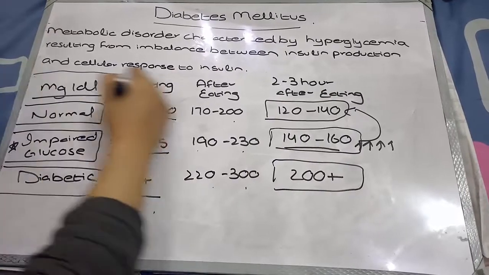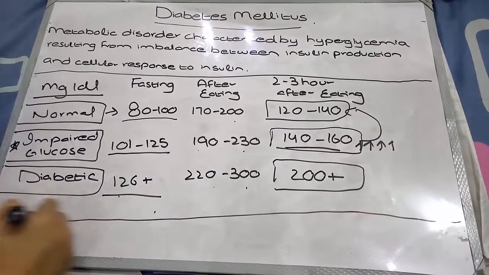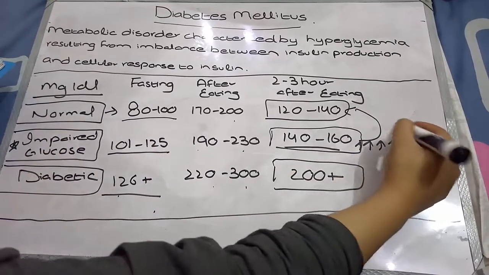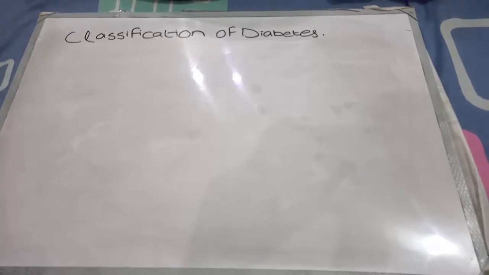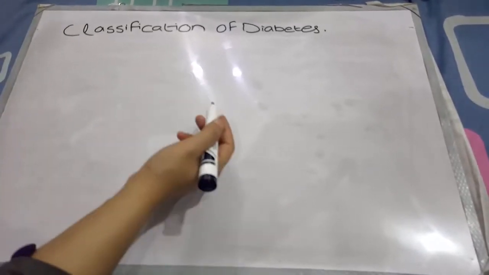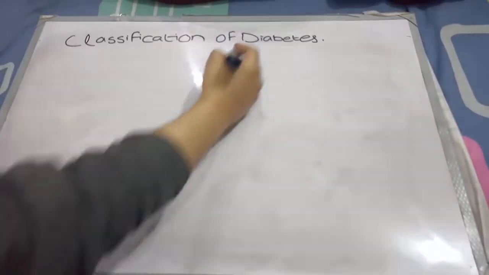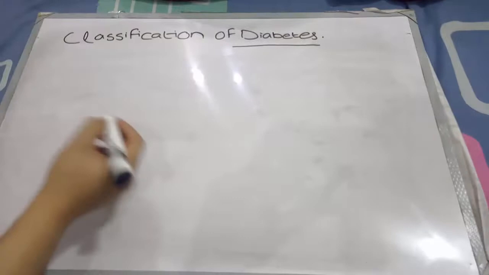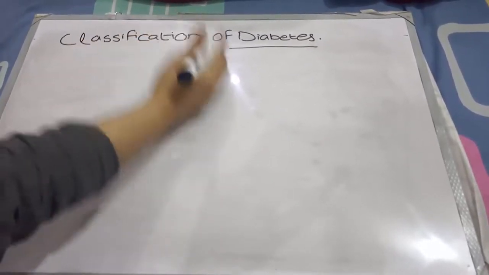So this is a very important chart to determine whether you are diabetic, whether you are normal, or whether you are at risk of developing diabetes. Classification of diabetes. Since we have discussed that diabetes is a metabolic disorder characterized by hyperglycemia resulting from imbalance between insulin production and cellular response to insulin, now we will discuss its classification.